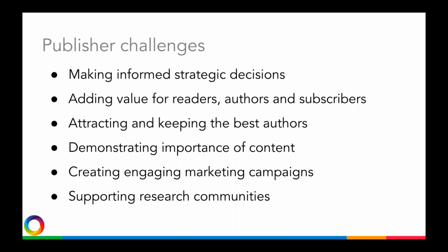And of course, these challenges faced by authors tie very closely to the challenges that publishers themselves face. So of course, you'll want to make your journals or your book collections as informative and as relevant as possible. But making those informed strategic decisions without the right data or as much data as you can possibly get can be difficult. Altmetrics can help with this. They can help you add value for readers, authors, and subscribers by providing that additional context around how a piece of research is being received and used and interpreted. They can help you attract and keep the best authors.